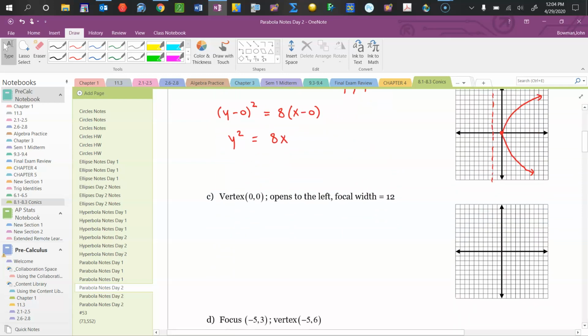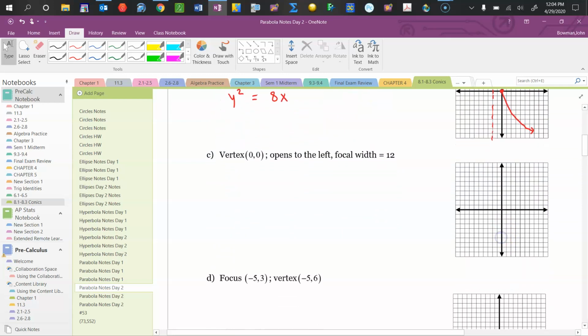All right, let's move on to something maybe a little more challenging. A vertex at (0, 0), opens to the left with a focal width of 12. So it opens to the left, and the focal width is 12.